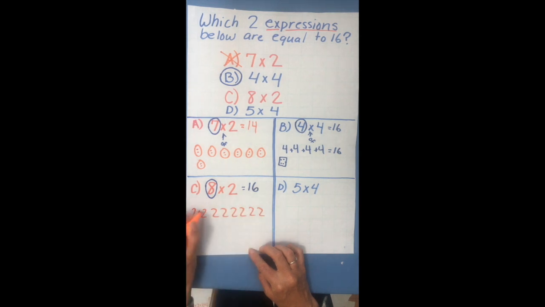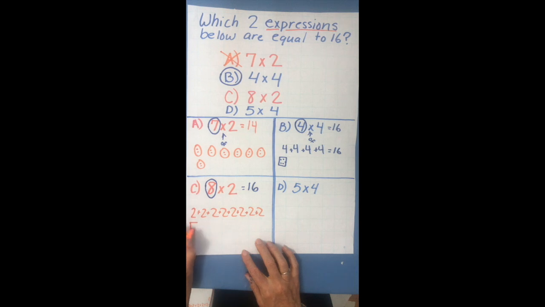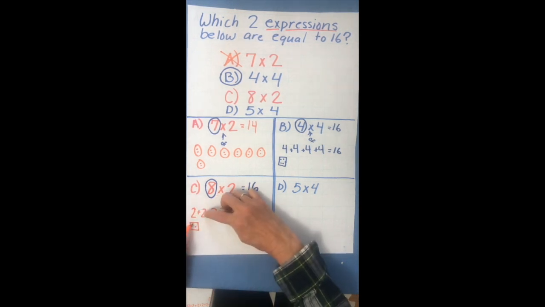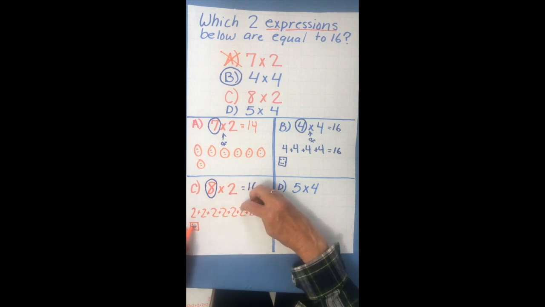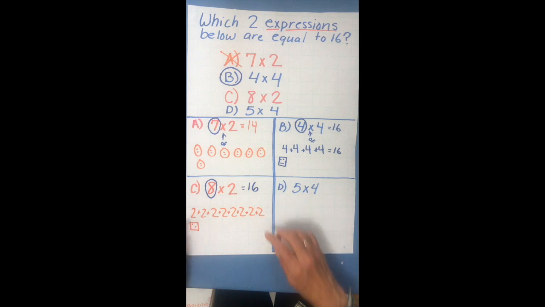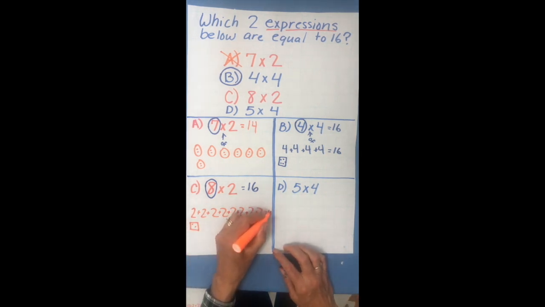1, 2, 3, 4, 5, 6, 7, 8. And I'll add them up. Remember, this is repeated addition because I repeated the 2. It's not that I have repeated plus signs, okay? And now I'm gonna use my little box and count. 1, 2, 3, 4, 5, 6, 7, 8, 9, 10, 11, 12, 13, 14, 15, 16. So that's also equal to 16.